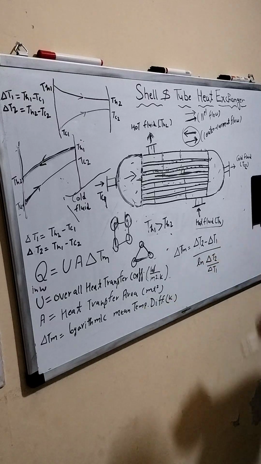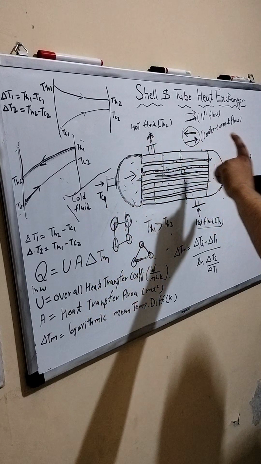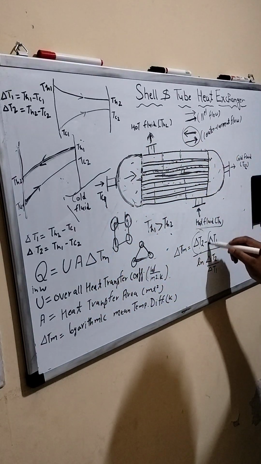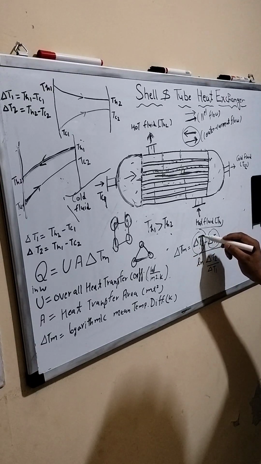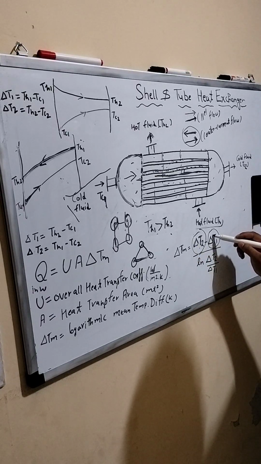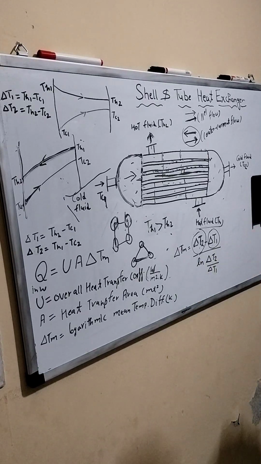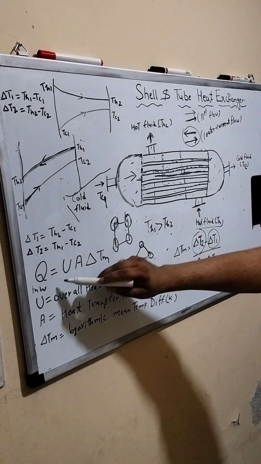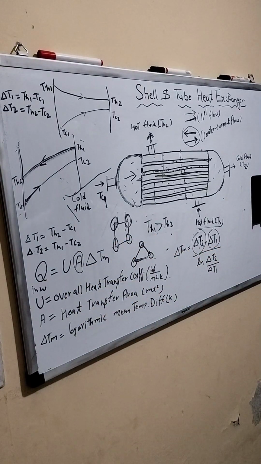What are delta T2 and delta T1? They are the temperature difference at one end of the heat exchanger and the temperature difference at the other end. Delta T2 is the temperature difference between the hot and cold fluid at one end, and delta T1 is the temperature difference between them at the other end. By this you can calculate the heat transfer area which you require.